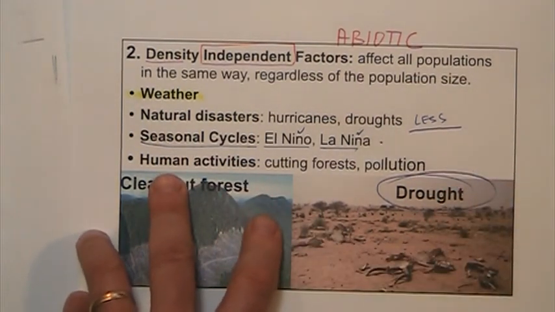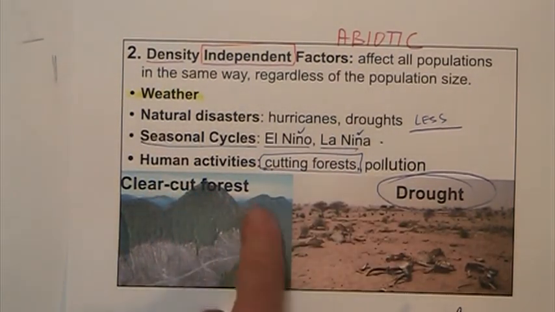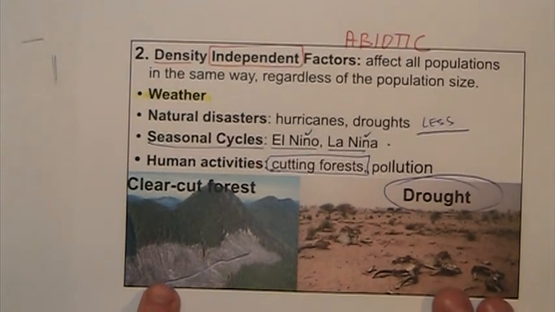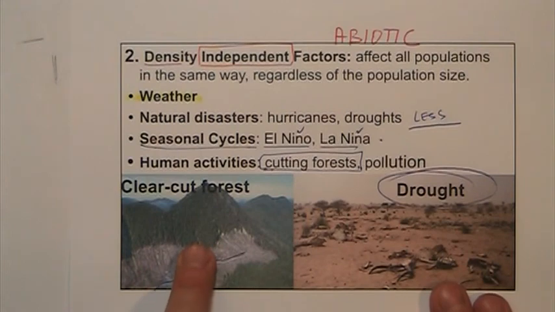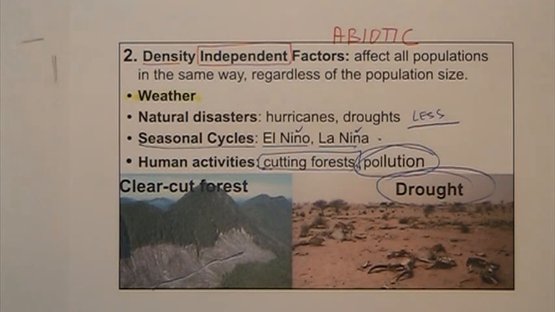And of course, then you have human activities, like when we cut down forest. Here you have a nice mountain, and here this area was totally cut down. There is absolutely no tree, you just see the road there that they used to have access and remove all the trees. When you have this kind of situation, it doesn't matter how many individuals of plants or other organisms were there, all of them are equally affected. And finally, pollution. Again, there is no mercy. Everybody gets affected independently of your population size.